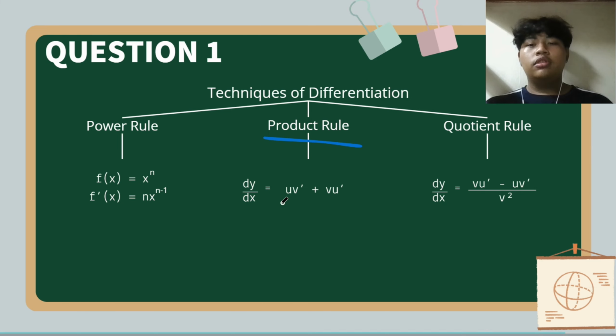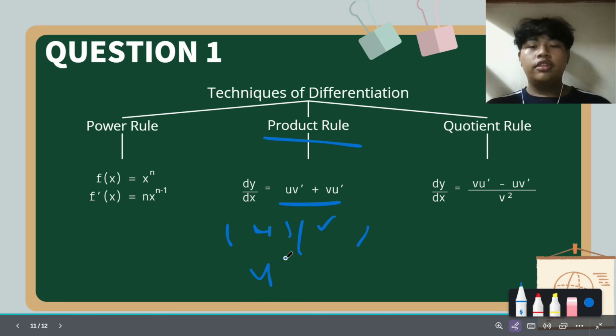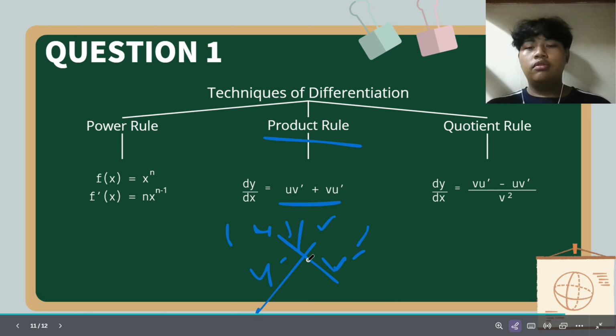Then we move on to the product rule. We use uv prime plus vu prime. For example, this is u, this is v. After differentiating into u prime and v prime, we will multiply u and v prime, v and u prime.